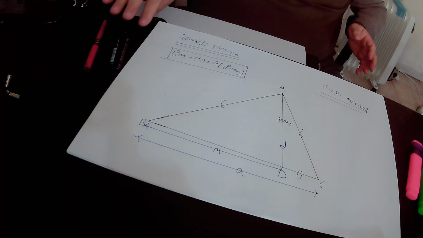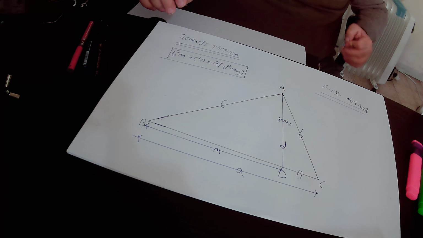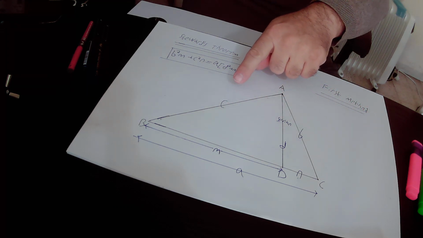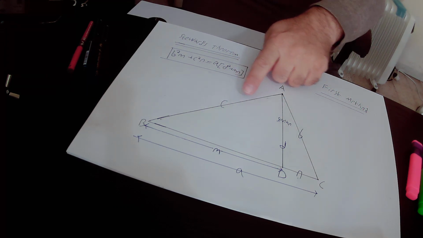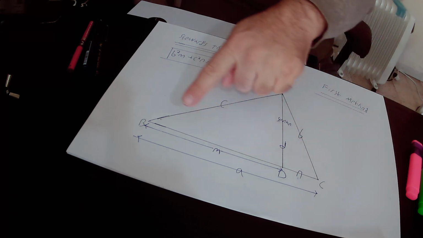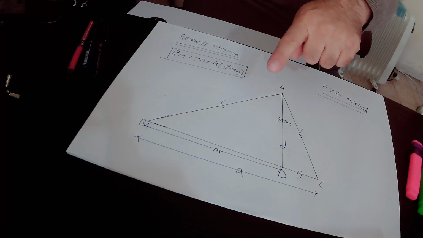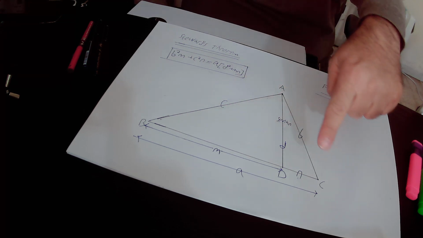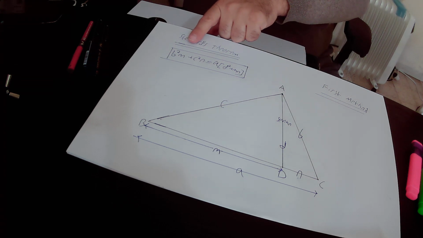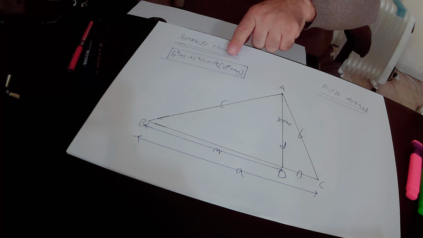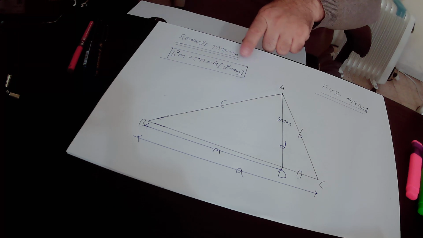And according to Stewart's theorem, the following equation is true: b squared times m plus c squared times n equals a. Here we open the brackets. Inside the brackets we have d squared plus m times n. Again, b squared m plus c squared n equals a, and inside the brackets we have d squared plus mn.